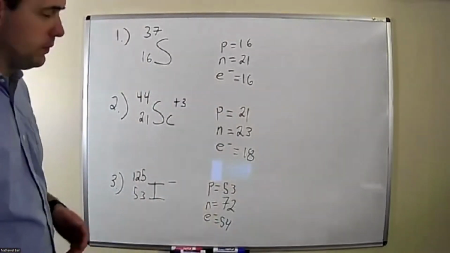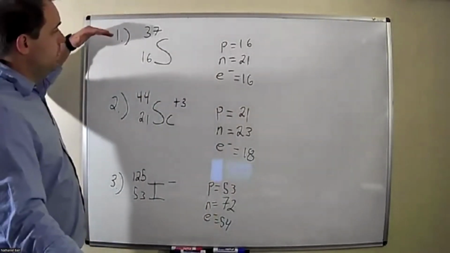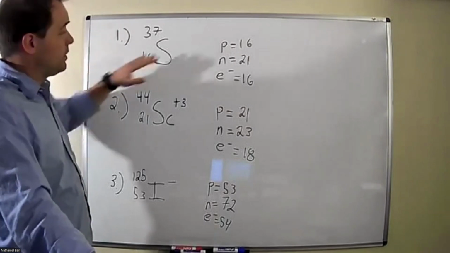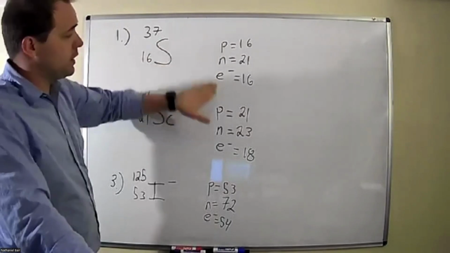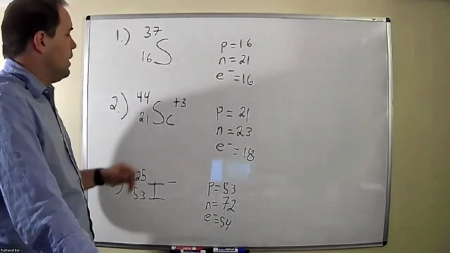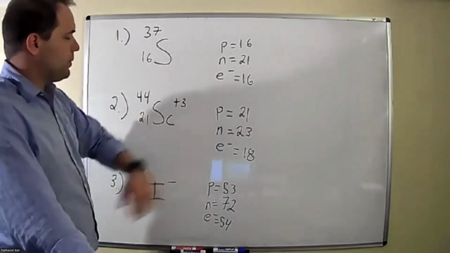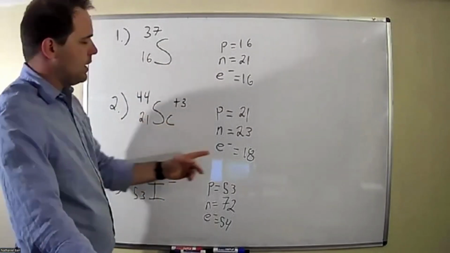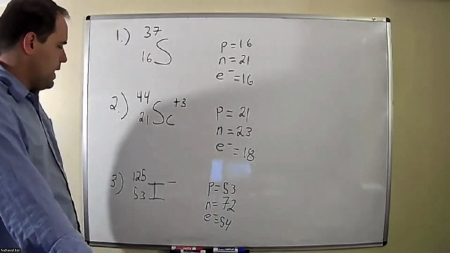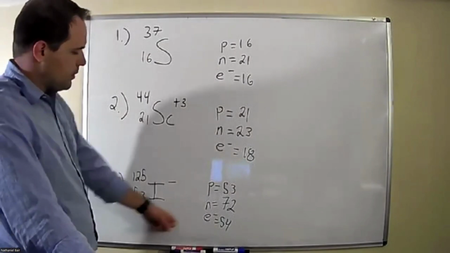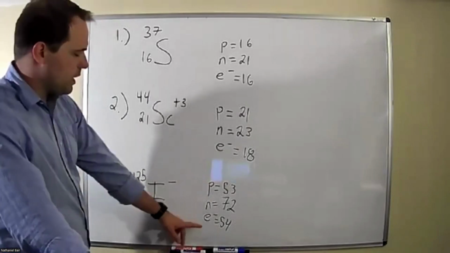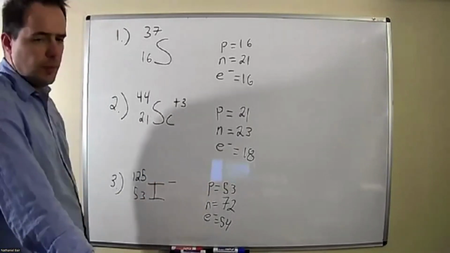All right. This top guy, this sulfur atom, I got 16 protons, 21 neutrons, 16 electrons. No charge written, so the protons and the electrons must be the same. This scandium atom, 21 protons, you subtract 23 neutrons. It's got a +3 charge. It's got 3 less electrons than protons, so that's 18. And then for this iodide, you look up iodide, it's got an atomic number 53. Subtract 72 neutrons. It's got a -1 charge. It's got 1 more electron than proton, so it must be 54.